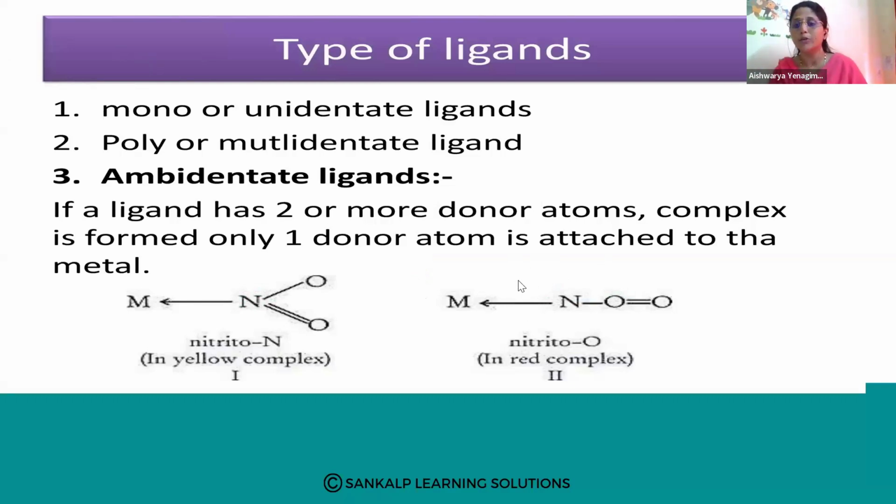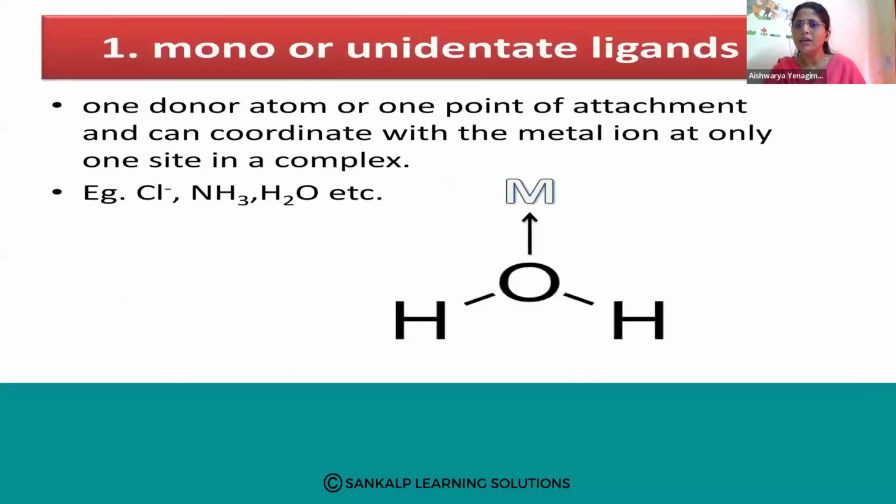And we had seen different examples also. NO2 can be one, CN or NC can be another. Cyanide, isocyanide. Then SCN, thiocyanate or isothiocyanate. Then we have mono or unidentate ligand. What is the definition? One donor atom, or one point of attachment.